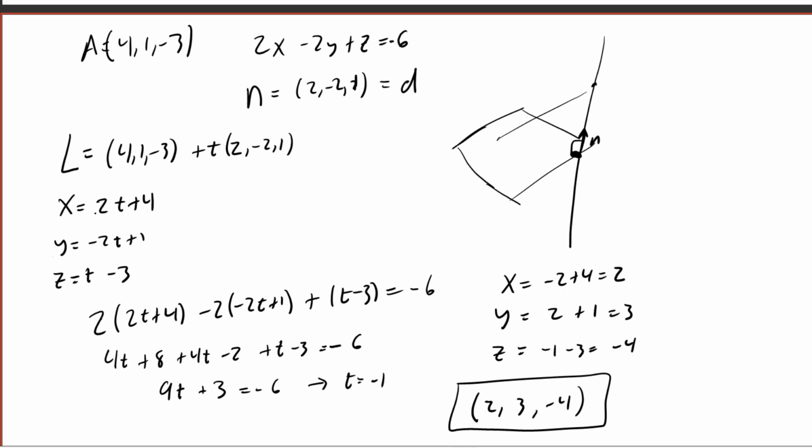Okay, so I took those and I found the t that satisfies these and satisfies the equation. Right, 2t plus 4 times 2 minus 2 times minus 2t plus 1 plus 1 times t minus 3 equals minus 6. Okay, that's good. And then I distribute 2 times 2t, 8, 4, minus 2, t minus 3. Okay, I'm going to stick with that answer. And I'm going to say the answer is not up there.